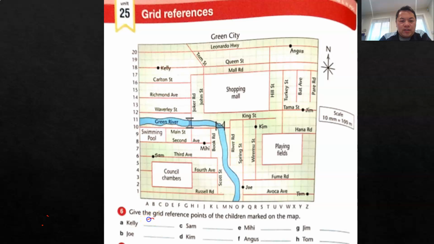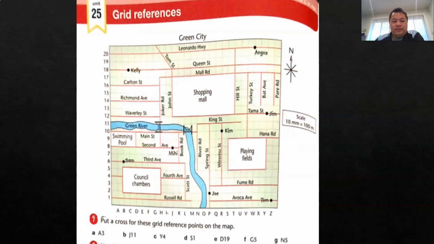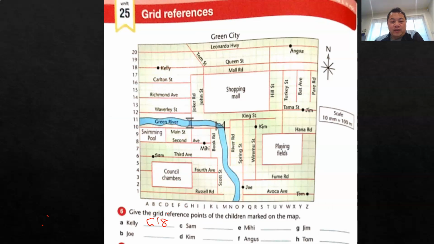Kelly is actually at C18. Got it? Let's move on. For the rest, I'm sure you'll be able to find the respective reference point for these children.